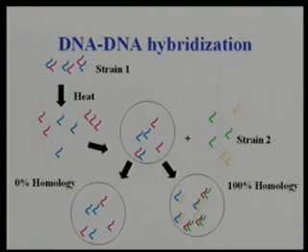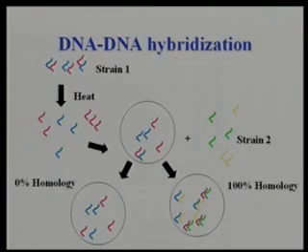You take this solution of DNA from the second strain and you mix it with the first strain. Now, we all know that the two strands of DNA recognize each other. If the DNA is very different, then basically one strand of DNA will not recognize the other strand of DNA. If they're very similar, they will bind very strongly.